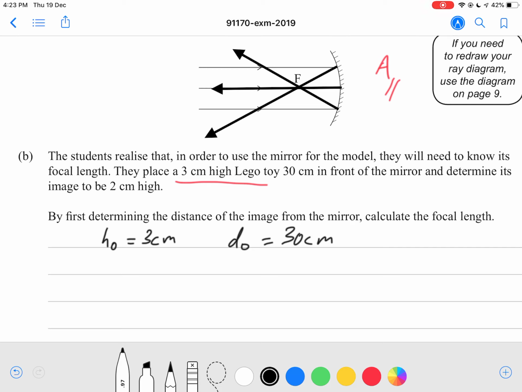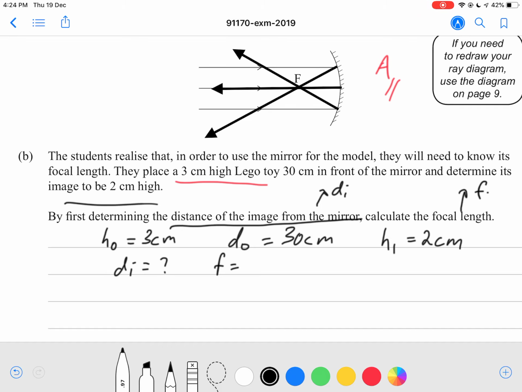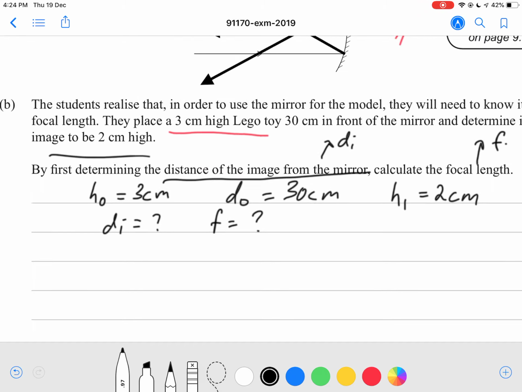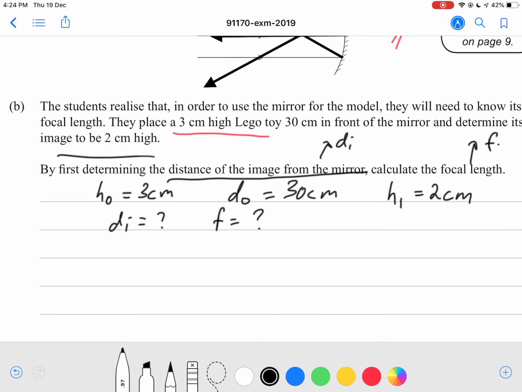We're also told one more piece of information, which is that the image is 2 centimeters high. So the height of the image, hi, is equal to 2 centimeters. And then we're asked to find the distance of the image from the mirror, so that's di, and also the focal length, and that's f. So basically we need to find di and we need to find our focal length. First things first, we want to find a relationship that we can use for these three variables given to find one of the variables we do not know. So the question does give you a hint here.